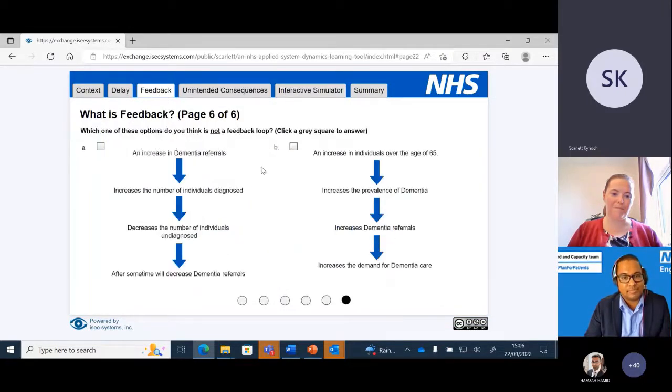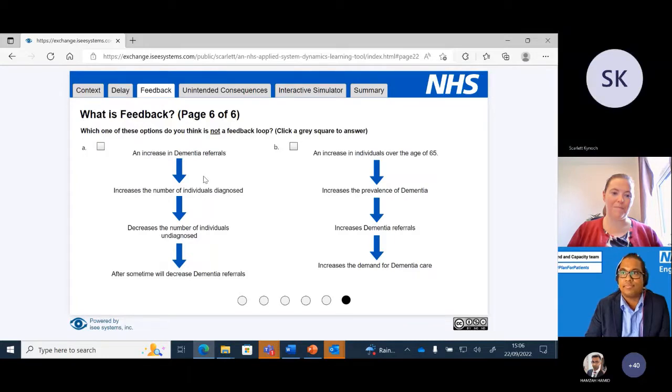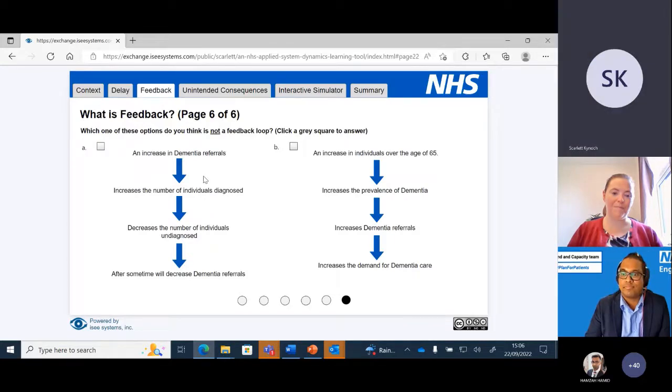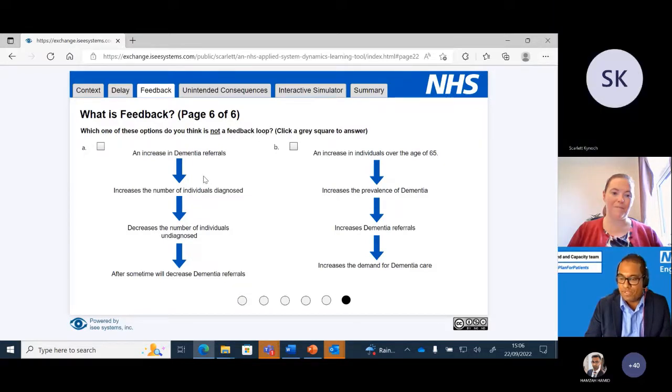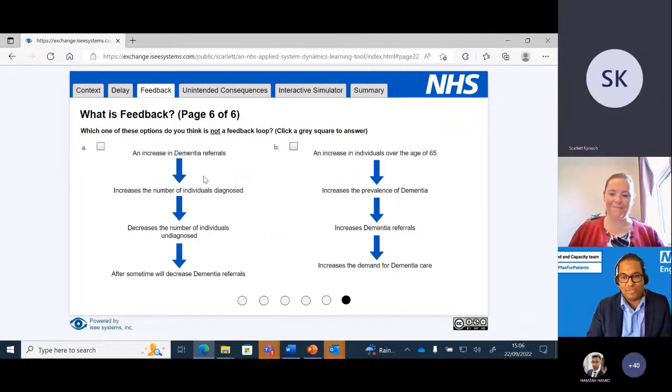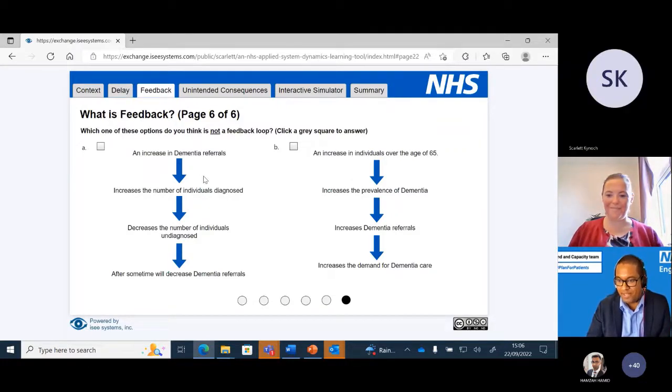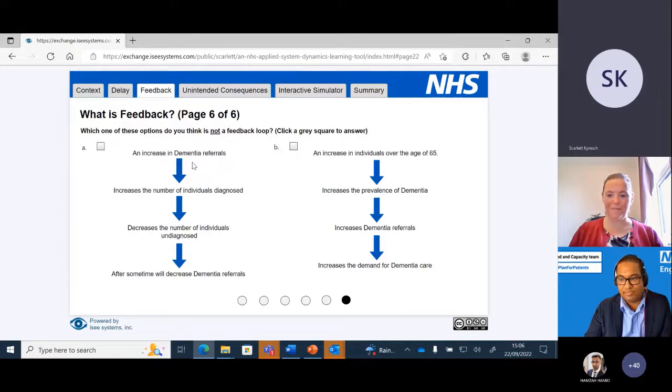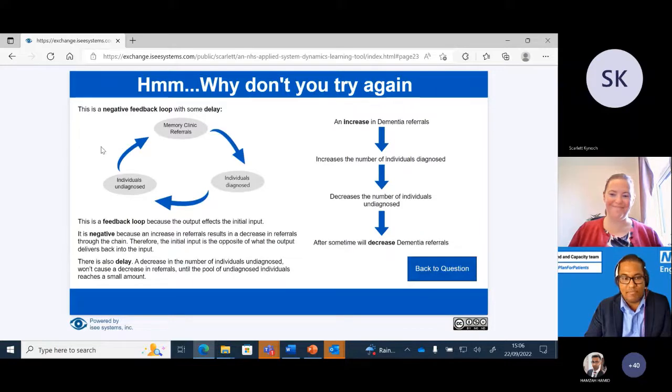There we go, showing the navigation of the tool. I just wanted to ask for A, does anyone have an idea of whether this is a positive or a negative feedback loop? Raise your hands if you're brave enough to. If you want to have a guess, we also have comments. Negative, someone said. Thank you for that. So this is a negative feedback loop. We've got a few comments saying negative, so that's right.